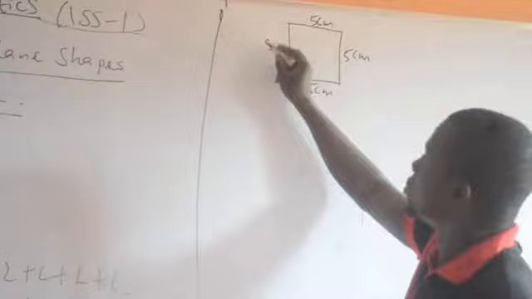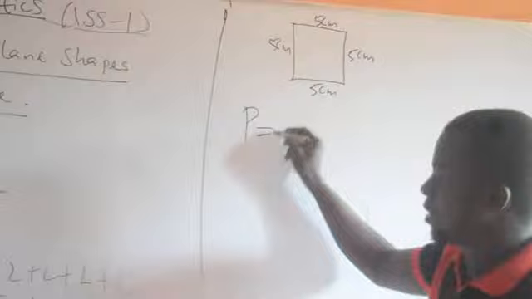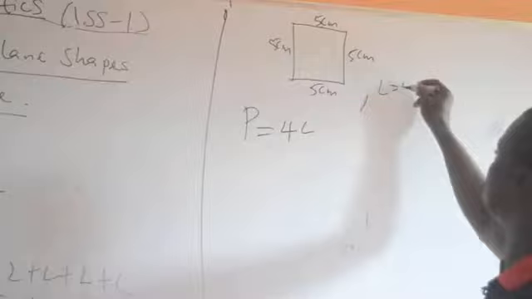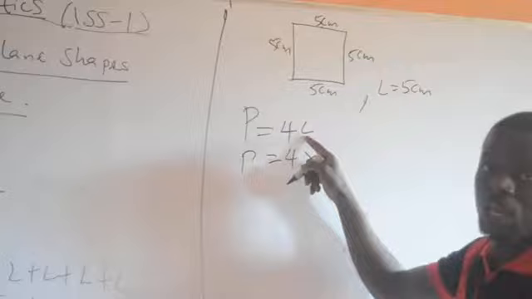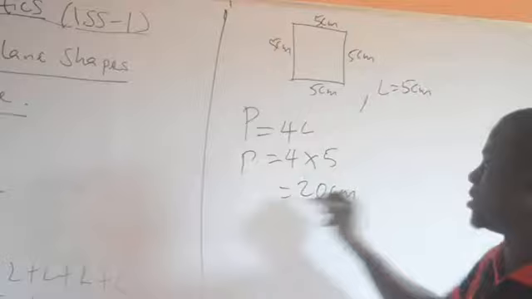But remember the formula for finding the perimeter of the square. Apply the formula: perimeter P equals 4L. The L here represents the length of one side of the square. So L is 5 centimeters. So perimeter equals 4 multiplied by 5. Just say 4 times 5. What is the answer? 20 centimeters. That is the perimeter of the square.